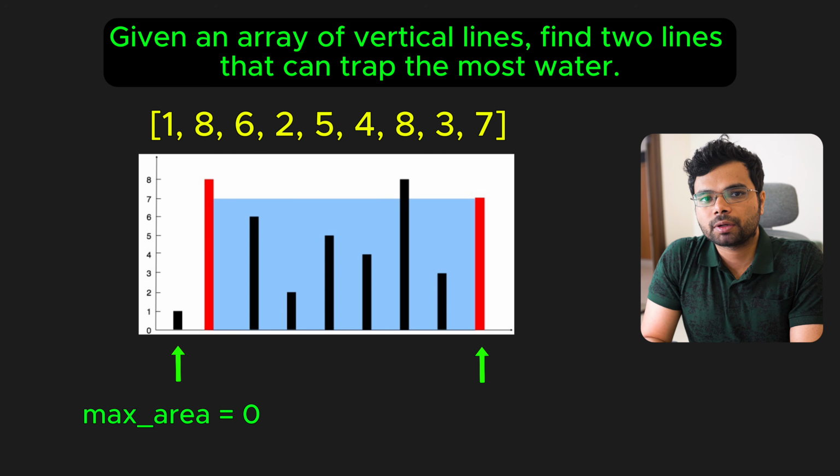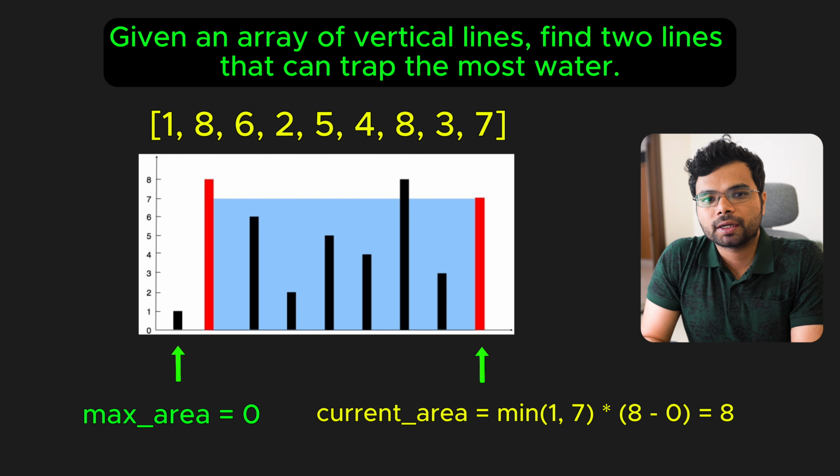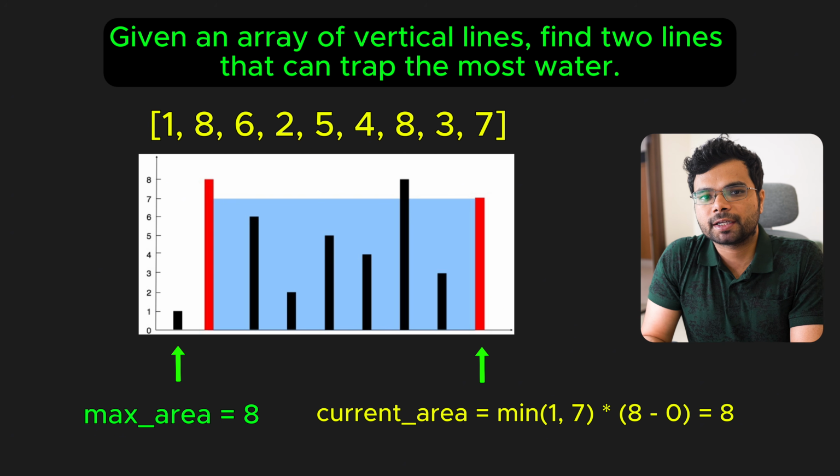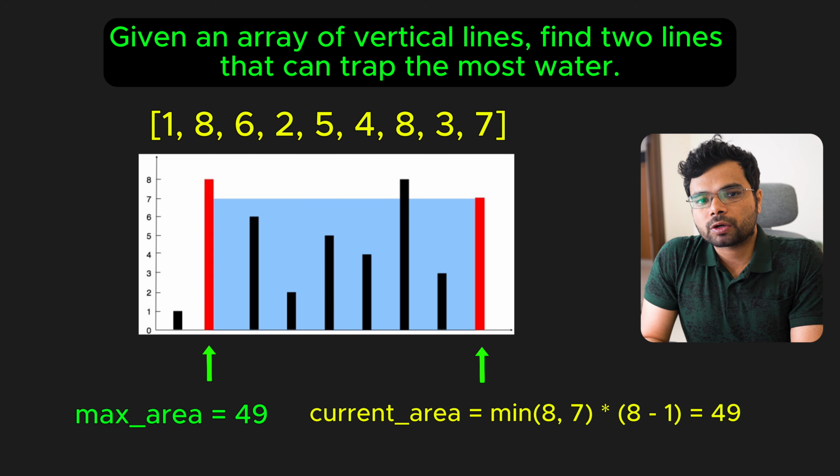Initialize a max area variable to 0 to keep track of the largest area found so far. Iterate while left is less than or equal to right. Calculate the current area using the two lines pointed to by left and right using the formula min of height at left and height at right times right minus left. Update the max area if the current area is greater. Move the pointer that points to the shorter line inward.